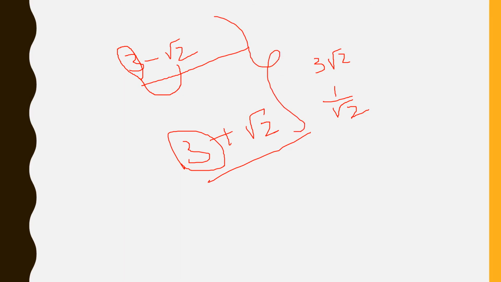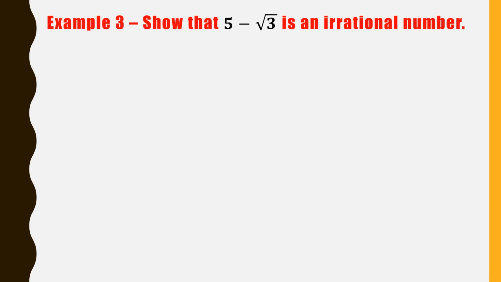Let us go with the example problem first, then we'll go with an exercise problem. So this is example one. Show that 5 minus root 3 is an irrational number. Here an irrational number is subtracted from a rational number. This is a rational number, right? Because it is a natural number, and a natural number is also a rational number.